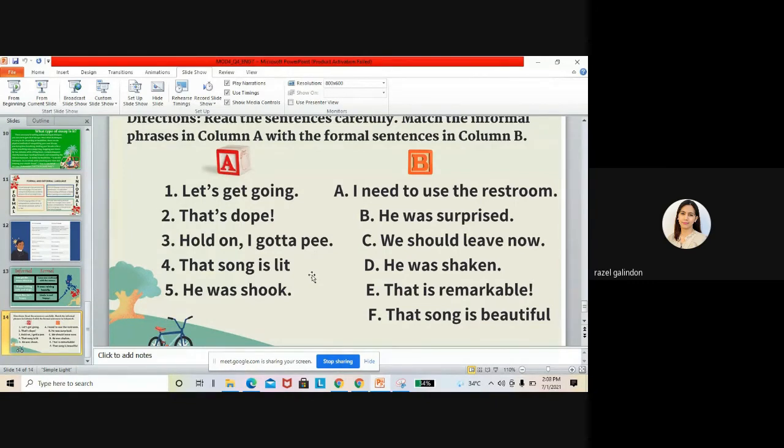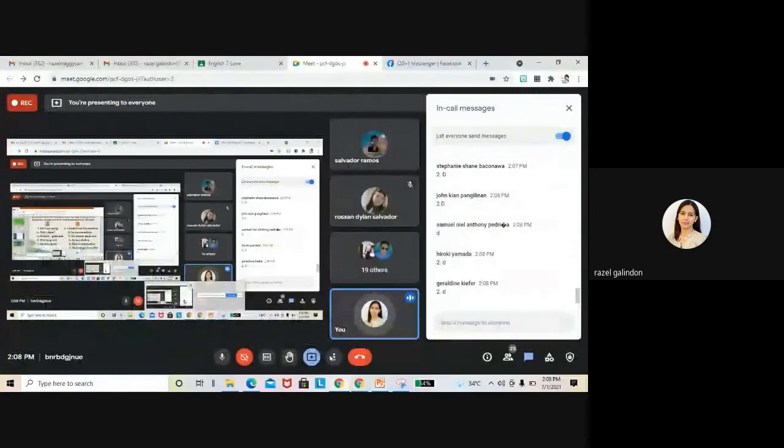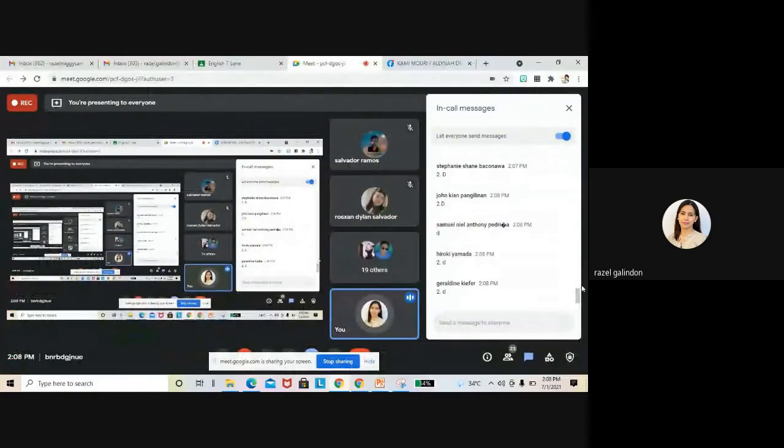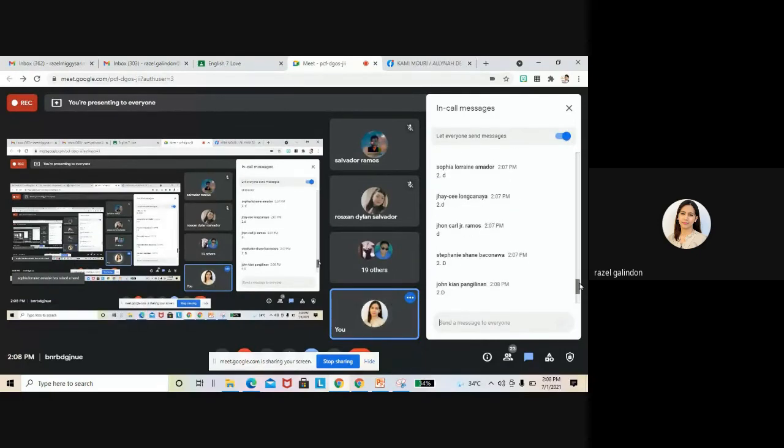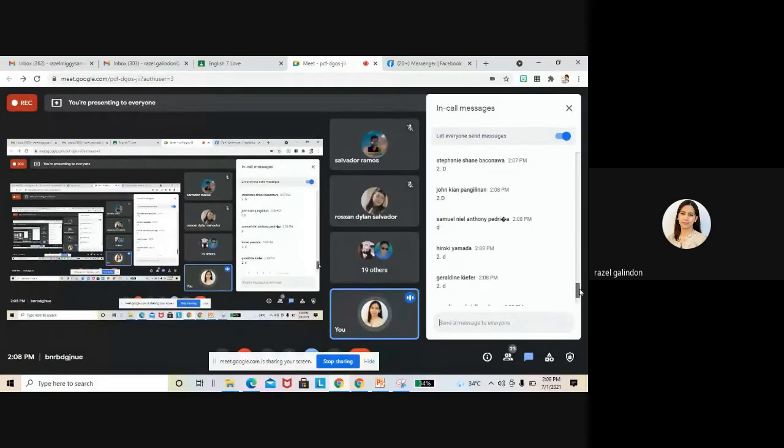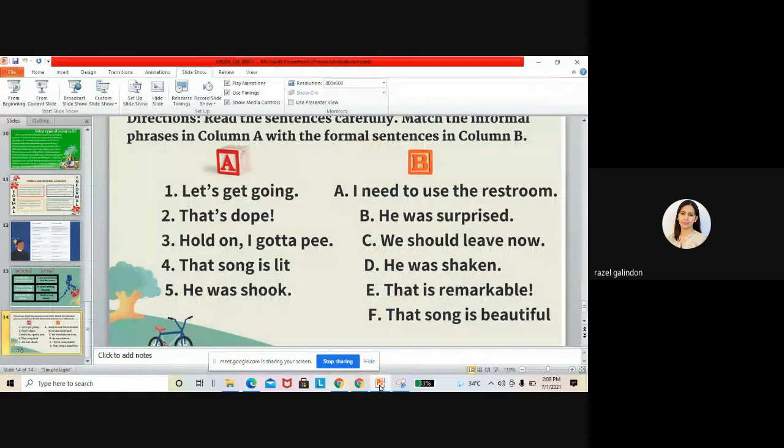That's dope. So, when you see someone or a group give a great performance, some people use that word, so that's dope. Letter E. Okay, that is remarkable. Instead of saying that's dope, that is remarkable, no? Yung natuwa ka sa performance niya. That is remarkable. Yan.